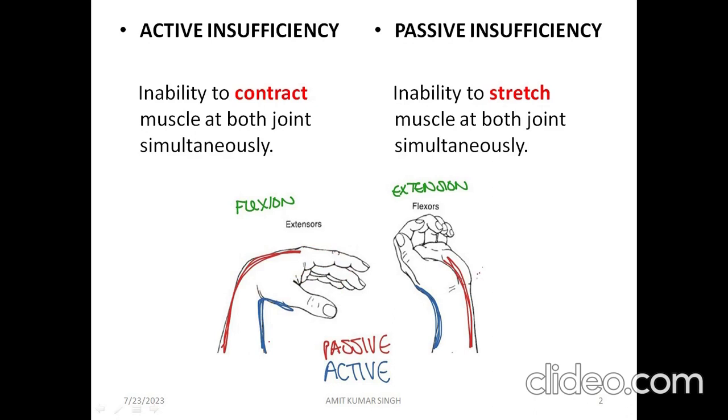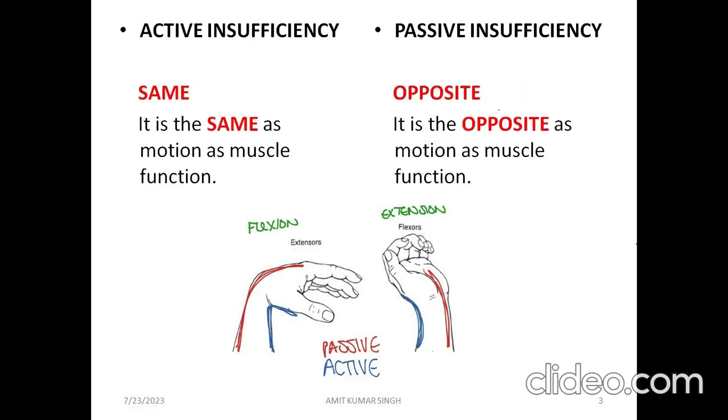When a person is trying to do the wrist extension movement, the extensor part is going into passive insufficiency, and the blue one is going into active insufficiency. So let's understand this with one fundamental rule, so it will be easy for you to understand what active and passive insufficiency are. Always remember, for active insufficiency, the word is same, and for passive insufficiency, the word is opposite.